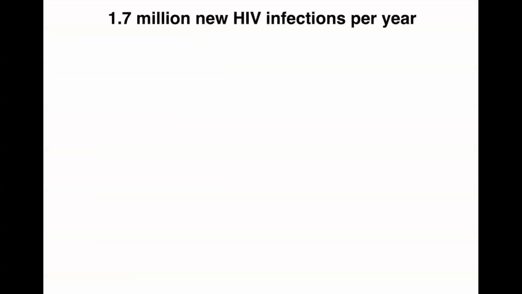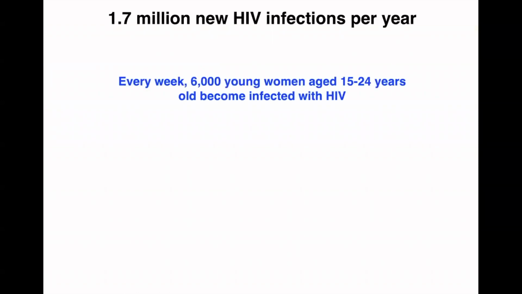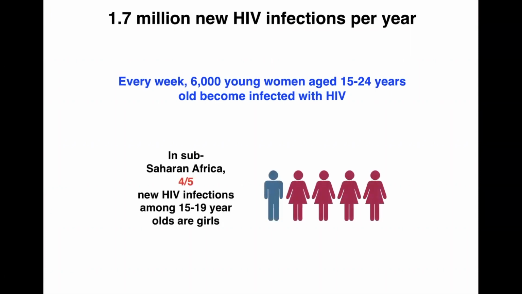Nearly 2 million people are newly infected with HIV each year. Every week, about 6,000 young women become infected. In sub-Saharan Africa, 4 out of 5 new infections occur in girls between the ages of 15 to 19 years old. We need better HIV prevention methods, particularly for women.